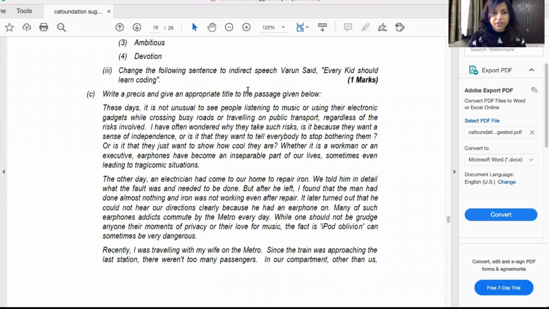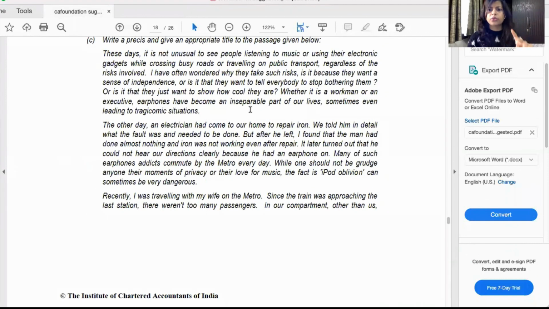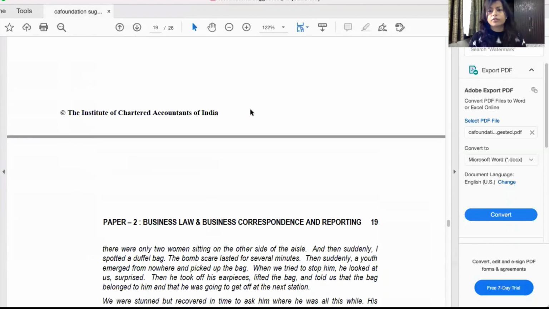Then the last subsection is write a précis and give an appropriate title. So you need to take care that you have to give a title. Take care of the length. A précis is always 1/3 of the text. So try to write short. Don't unnecessarily increase the length of the précis. Take care of the grammar.